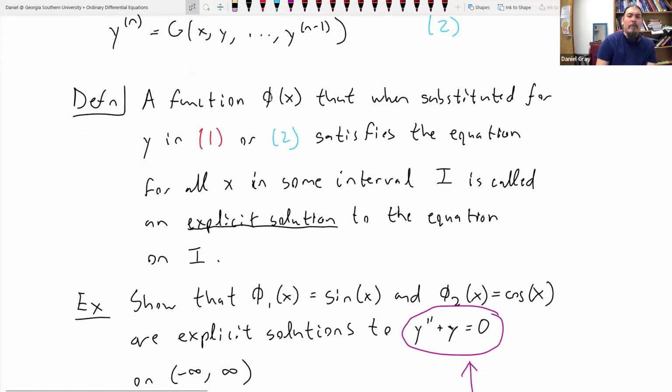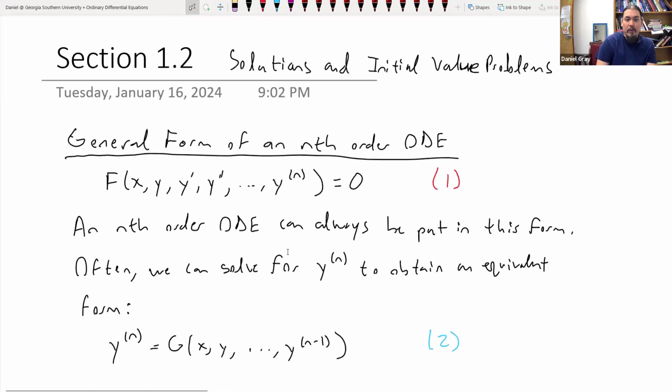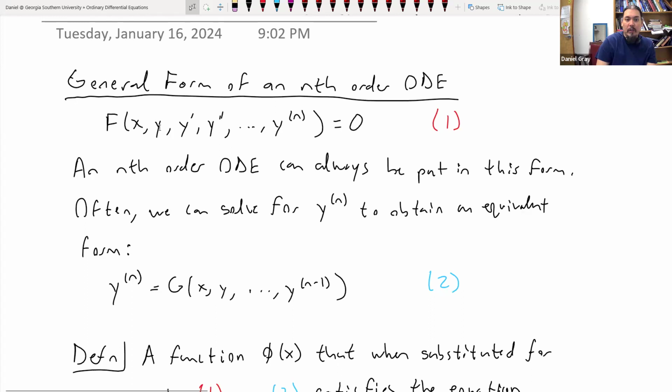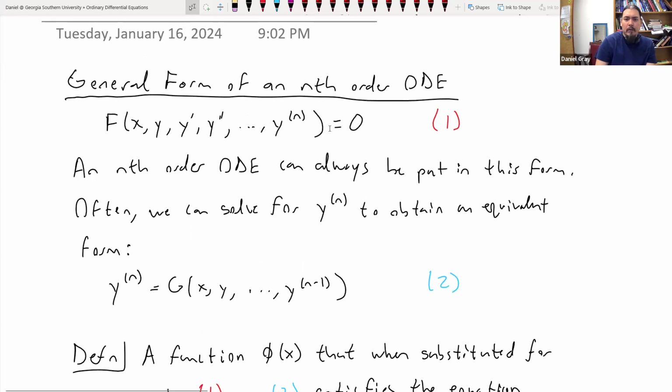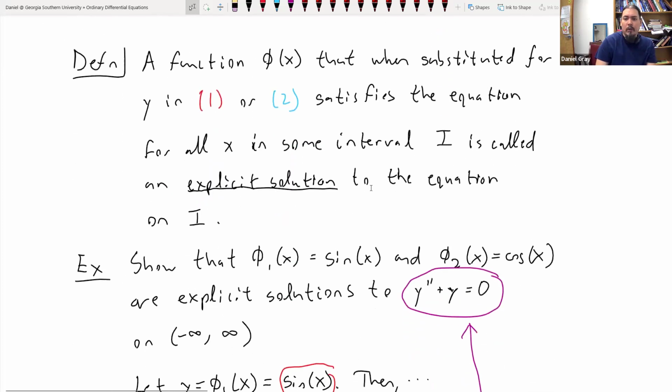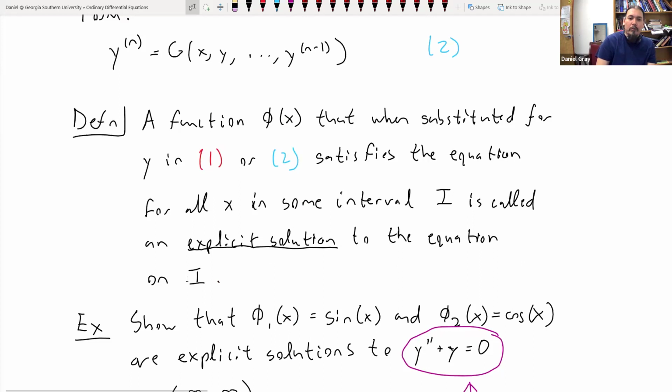A function phi of x that when substituted for y in 1 or 2 satisfies the equation for all x in some interval I, right? So you have to imagine here that I'm plugging in that y is equal to phi of x. So then y prime would be phi prime of x, y double prime would be phi double prime of x, and so on and so forth, right? All the way up through the nth derivative of y would be the nth derivative of phi, okay? So when I plug that in, if I get a true statement, right? If I get something that satisfies this equation, right? Then that's called an explicit solution to the equation on I. We would call phi an explicit solution.